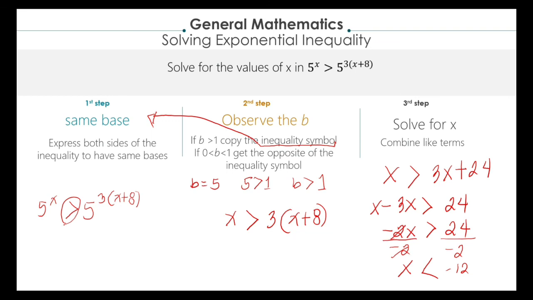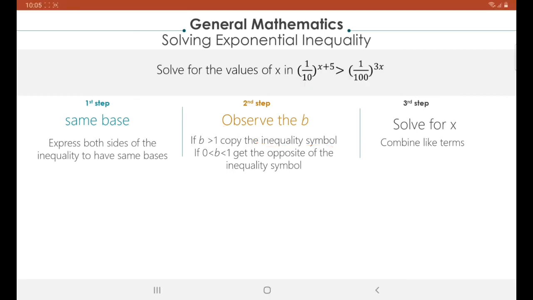So, now, the possible values of x is less than negative 12. So, lahat daw ng values ni x that is less than negative 12 will satisfy your exponential inequality. Next example, we have to solve for the values of x in 1 all over 10 raised to x plus 5 is greater than 1 all over 100 raised to 3x.